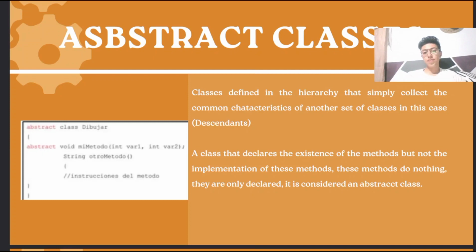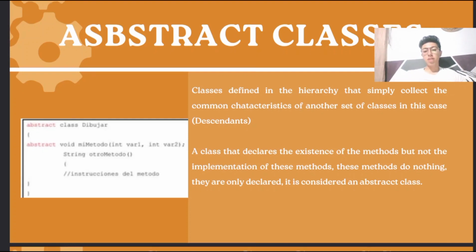abstract class. A class defined as a parent that simply collects the characteristics of another set of classes. The class declares the syntax of a method but does not implement it; the method does nothing. The only thing declared is the method in the abstract class.